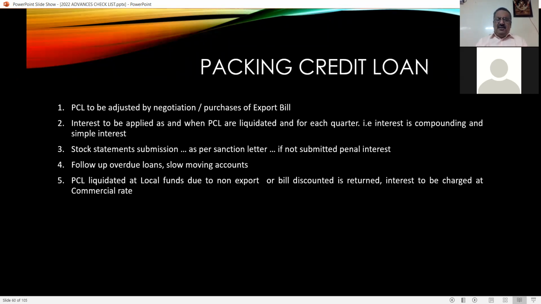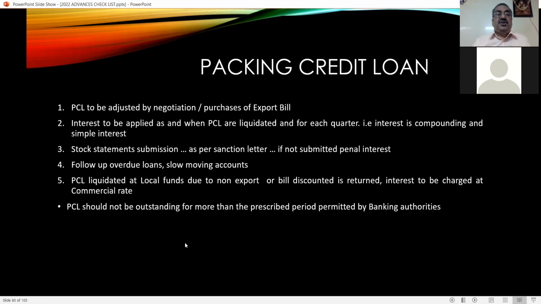And if there is no possibility of the export of goods, then the PCL account has to be closed. And if it is closed out of Indian rupee, then the commercial interest rate has to be applied on those PCL, and the borrower is not eligible to get the concession interest. And PCL should not be outstanding for more than a period prescribed by the bank.